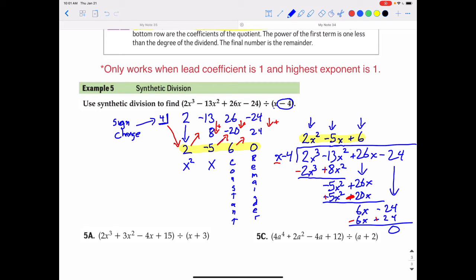So looking at that bottom row, we can see that the answer generates the same solution as long division: 2x squared minus 5x plus 6 with no remainder. So these are the same answers.